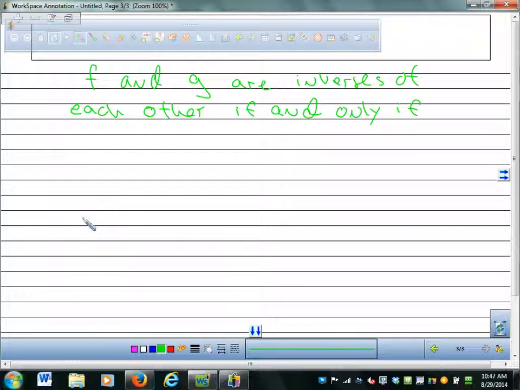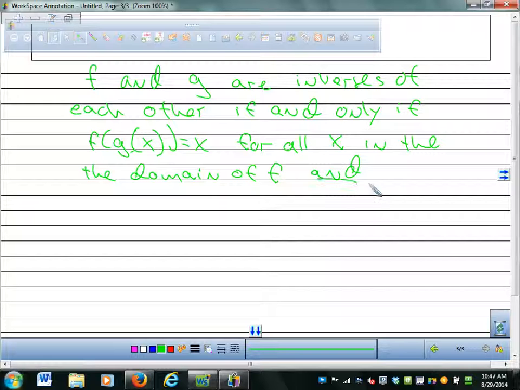Okay? If and only if f of g of x equals x for all x in the domain of g, and g of f of x is also equal to x for all x in the domain of f.